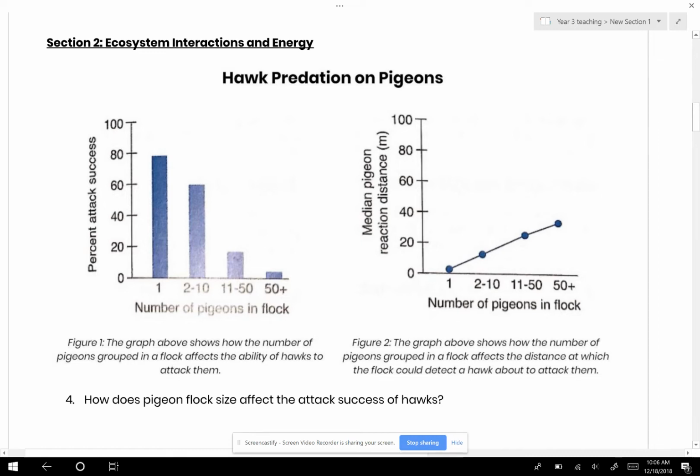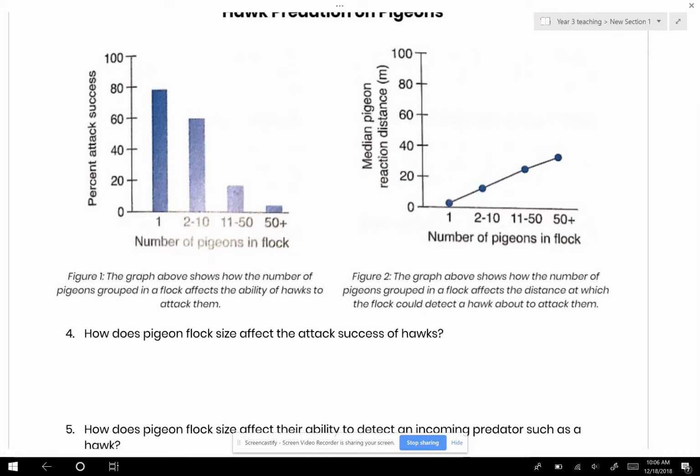So if there's only one pigeon in the flock, you will see that the hawk is able to get it 80% of the time. If you see 2 to 10 pigeons in a flock, a hawk is able to get a pigeon 60% of the time, and so on and so forth. So the pattern you should see is that as pigeons go up, the attack success of hawks goes down. That would be your answer for number 1.